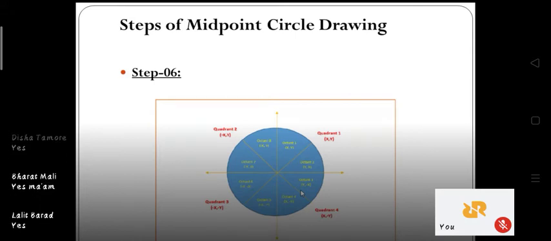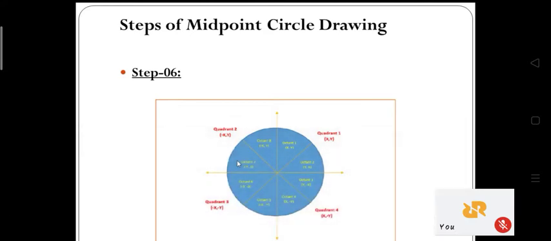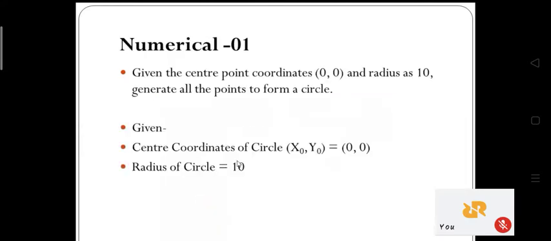Okay, so this is how for the rest of the octets you can find out the points just by changing the sign conventions. Now we'll see the numericals.